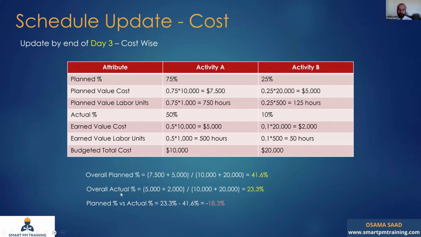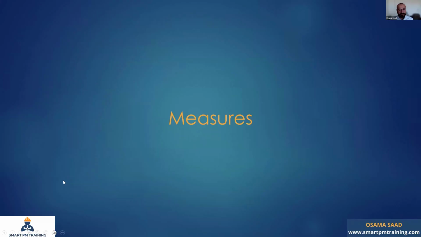The actual percentage on a project level, the overall, I'm gonna sum the earned value cost of activities A and B, and I will divide this result by the sum of the total cost. So the overall actual percentage is 23.3%. The variance is going to be the actual percentage minus the planned percentage. So that's my planned versus actual or variance percentage. So I have a total delay of 18.3% earned value wise, because we have different indicators for performance evaluation. One that is related to time and one that's related to earned value.